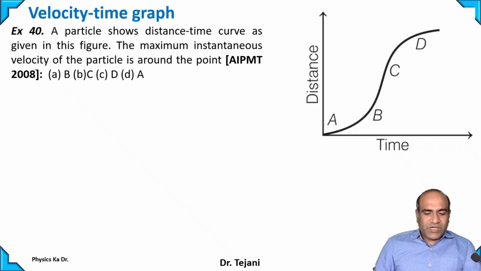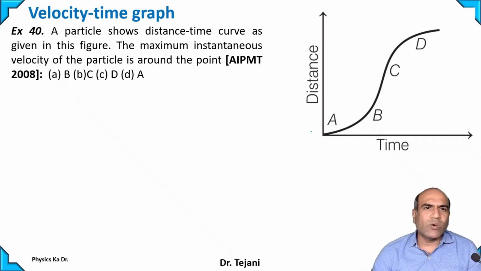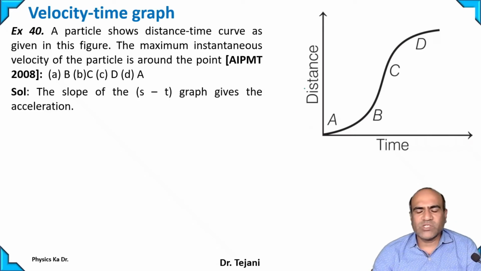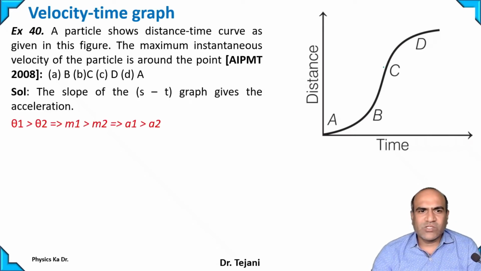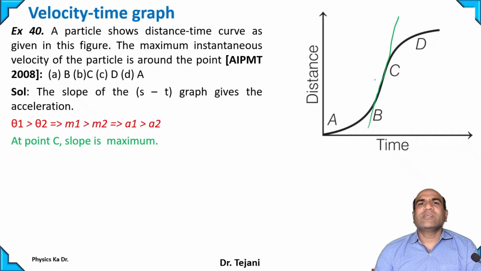Example number 40. Oh, we reached up to 40. All India Pre-Medical Test. A particle shows distance time curve as given in the figure. The maximum instantaneous velocity of the particle. Again, we need to find the slope. Which slope is the biggest? You can see here this one is the largest slope, and therefore C is giving the maximum.